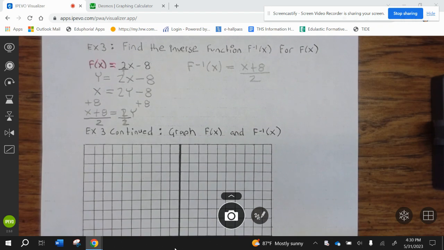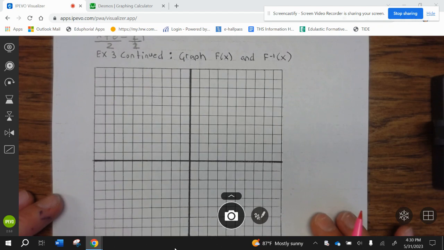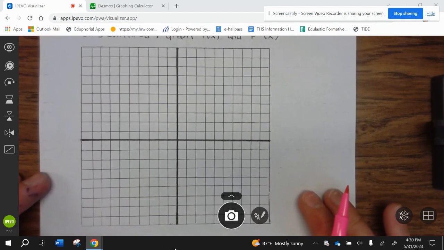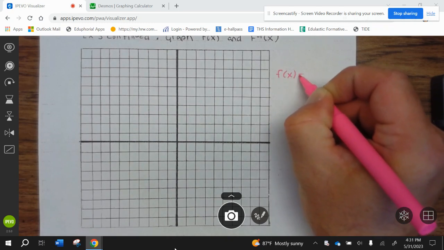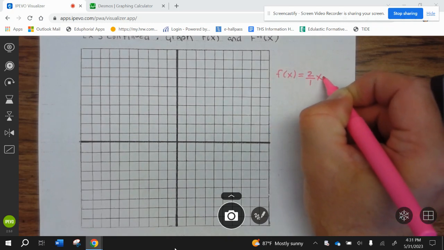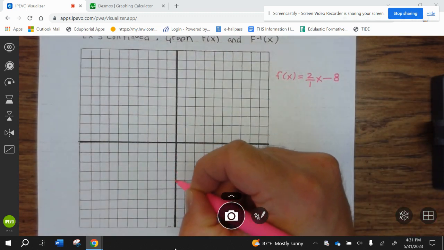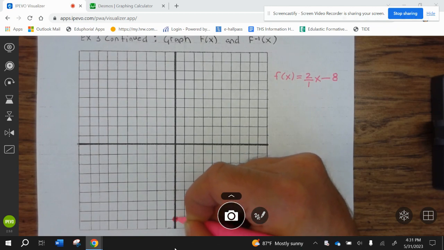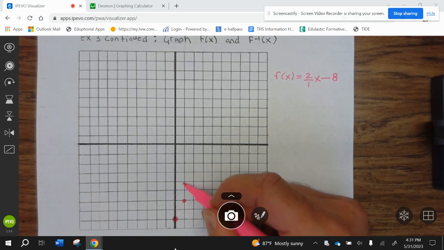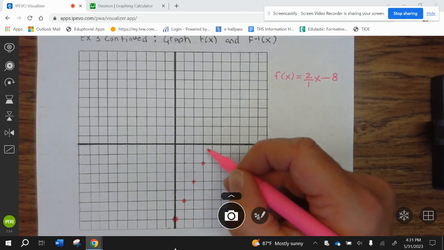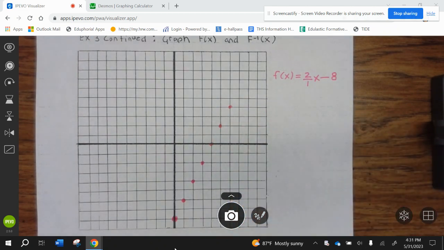So, and let me just, I guess, go ahead and write down the function here so you can see it. So f of x equals 2 divided by 1, x minus 8. Okay, so 0, negative 8, 1, 2, 3, 4, 5, 6, 7, 8. Now, this means we go up 2 to the right 1, up 2 to the right 1, and so on.